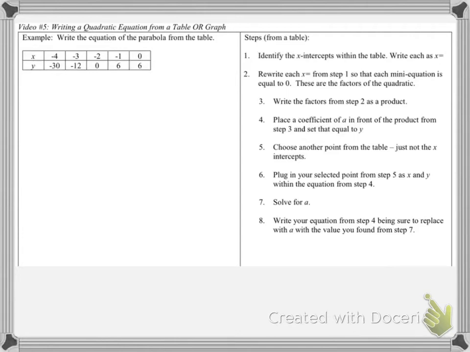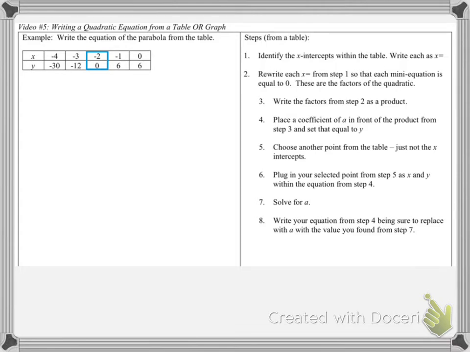We can write a quadratic equation from many different forms. We'll focus on from a table and from a graph today to be able to write the equation. Typically what we're going to be looking for are the x-intercepts. So if we take a look at this, I see that one of the x-intercepts is already located in the table at -2, 0. I do not know what the other one is. However, I do have enough information to be able to find that out.